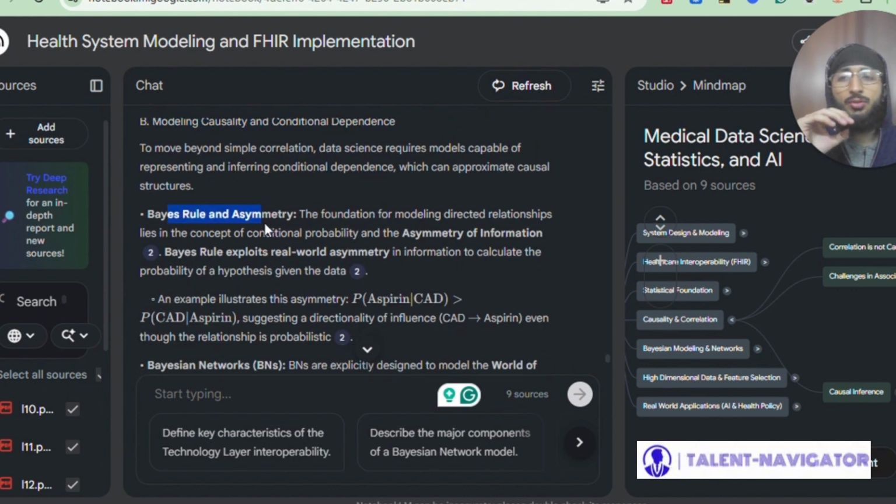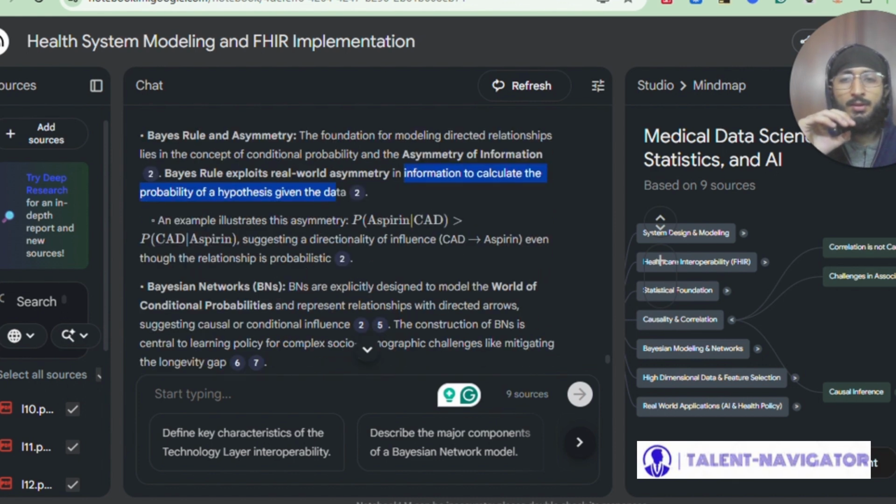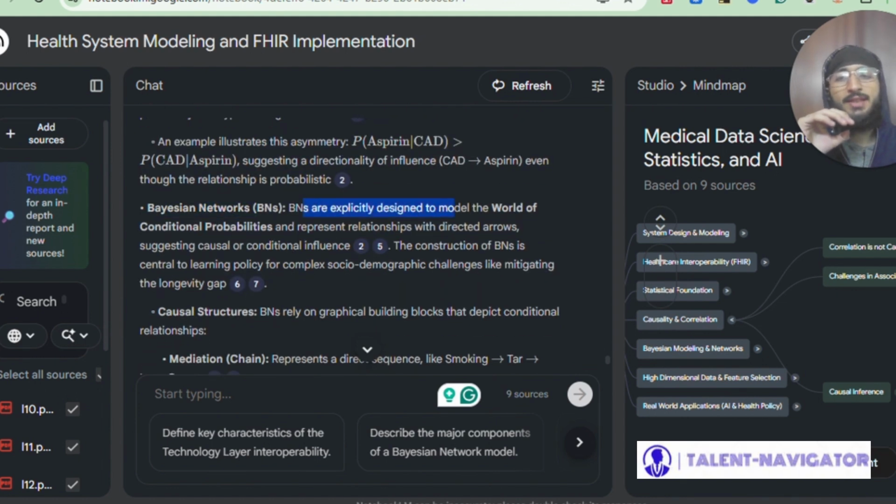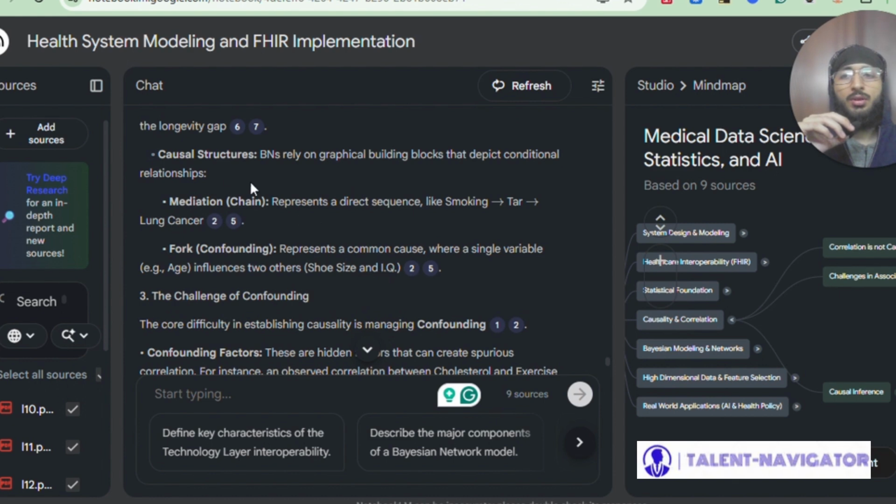Secondly, modeling causality and conditional dependence. So we use Bayes rule and asymmetry. The foundation for modeling directed relationships lies in the concept of conditional probability and asymmetry of information. Bayes rule exploits real-world asymmetry in information to calculate the probability of a hypothesis given the data. So this is the example. Then we have Bayesian networks. These are explicitly designed to model the world of conditional probabilities and represent relationships with directed arrows suggesting causal or conditional influence. The construction of Bayesian networks is central to learning policy for complex socio-demographic challenges like mitigating the longevity gap.